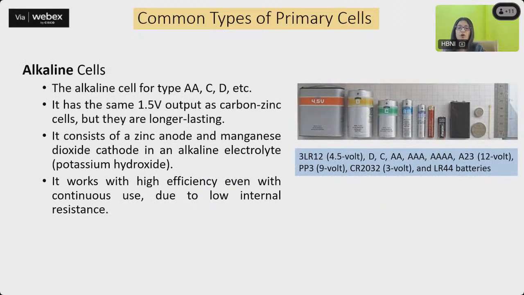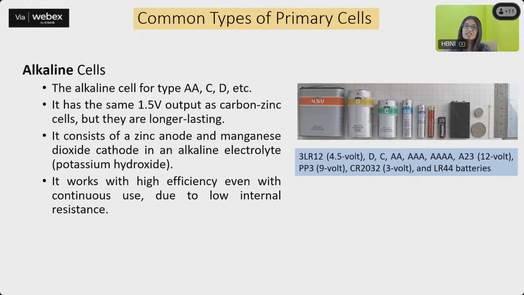Then you have another type of primary cell known as an alkaline cell. Over here you see the different kinds of cells, and each has a particular name attached to it. Like the 4.5 volt one, this is 3LR12. Then you have a D-type cell, a C-type cell, depending on the dimensions. These dimensions are fixed.